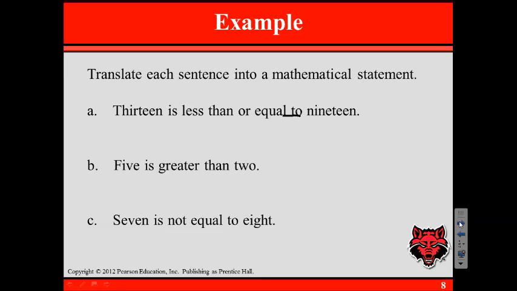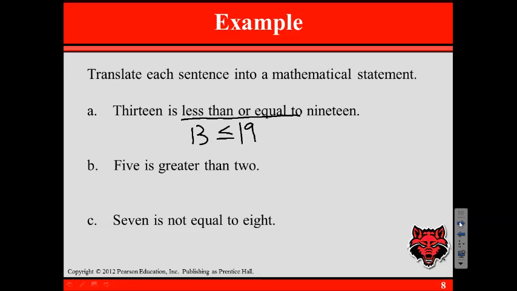We see the phrase we're looking for in the middle of the sentence, less than or equal to. That's represented by this symbol, less than or equal to. So we would write 13 ≤ 19. That's how we translate that sentence into a mathematical statement. Let's do that with the last two examples on this page.